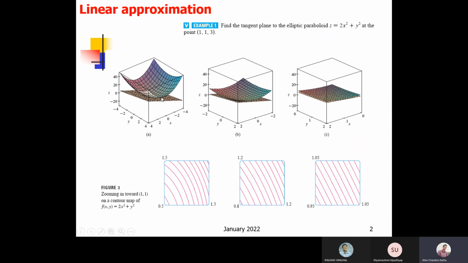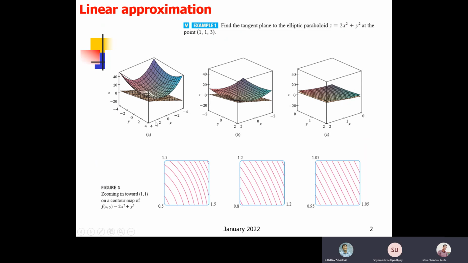I am moving towards the point, and in that way, what we are trying to do, we are magnifying this figure. So if I go closer to that point, you can see that the surface is looking more flatter, right? Even if we go further, you can see that the surface is even looking more flatter than the previous one, isn't it? Is it okay with you, everybody?